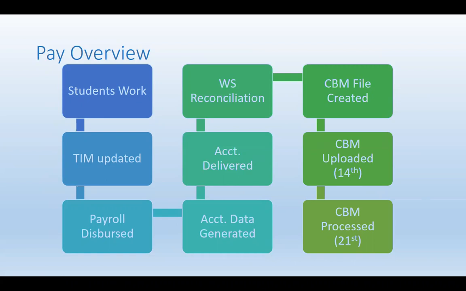One thing I'd like to point out, between this student working and payroll disbursement, there can be 2 to 3, 4 weeks. Reconciliation always adds on at least a few days, potentially another few weeks to get the accounting data. During the COVID outbreak early days, it was taking us, in some cases, over a month to get this information. So there is a delay to this system.